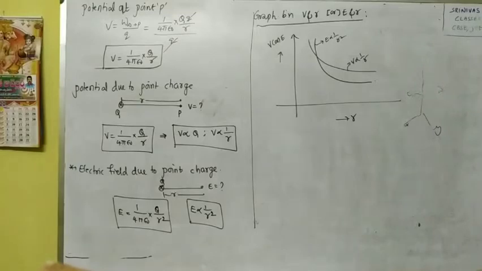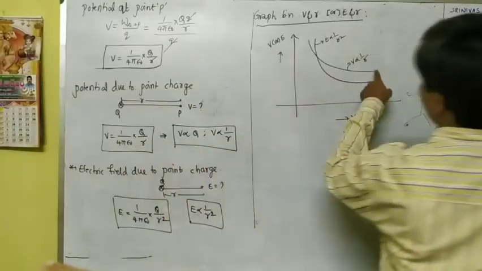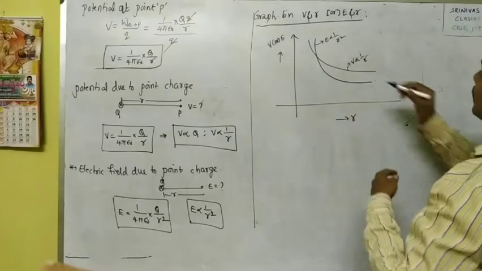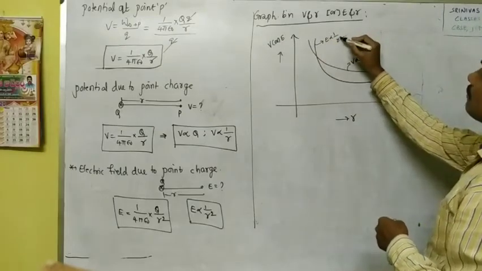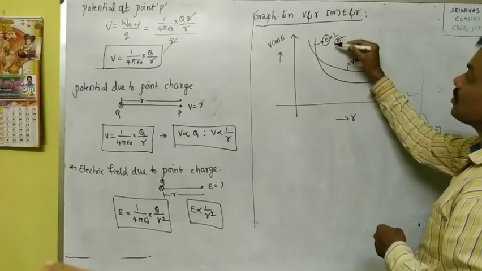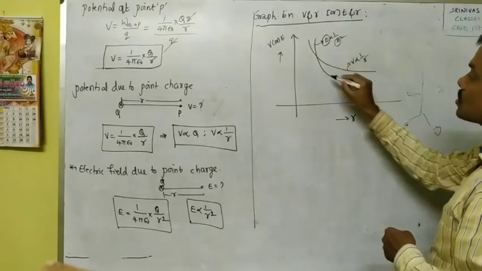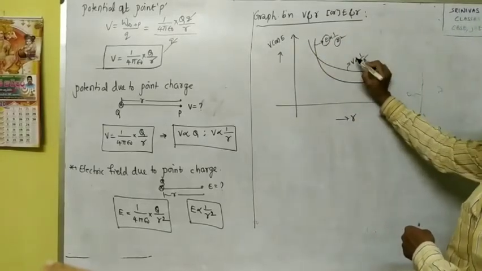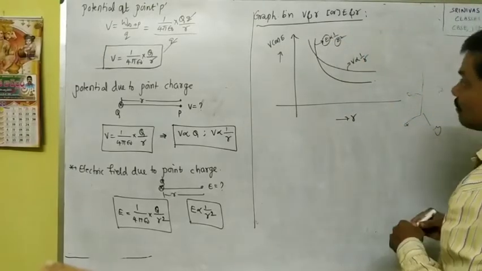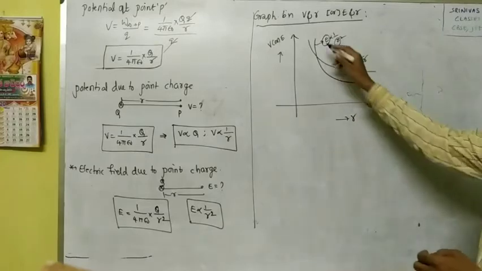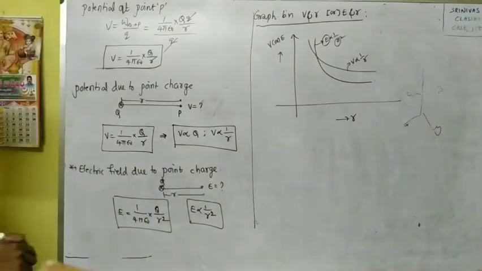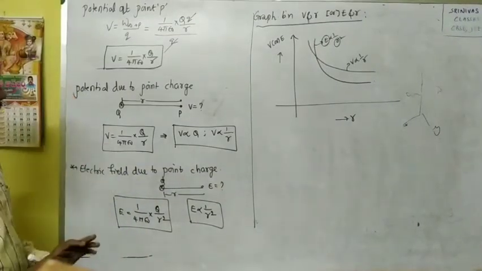Why did we get this graph upper and this graph downward? It is very simple to know that E is inversely proportional to R square. When R increases, E decreases, but here R square is there, so a large decrease will occur in E for the same distance. E is at the down and V is at the up. This is the comparison of potential due to a point charge and the electric field due to a point charge.